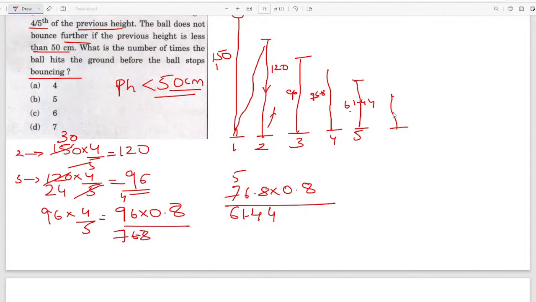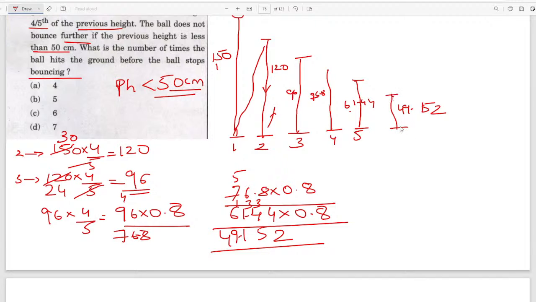This time it jumps 49.15. So 61.44 into 0.8. 8 4s are 32, 8 4s are 32, 35, 8 ones are 8 plus 3, 11, 6 8s are 48, 49.152. And after this, because this height is less than 50, this ball will not jump after this. So this is the last time it touches the ground.